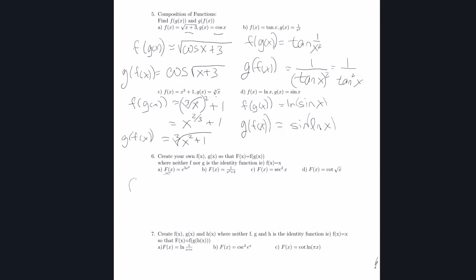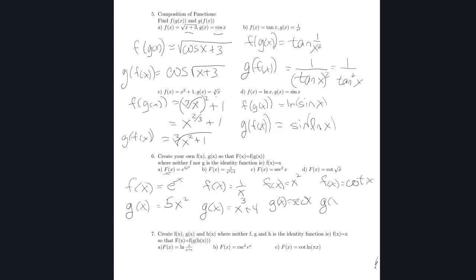So if that's capital F, your little f, the outside function, would be e to the x, and your g of x would be 5x squared. This one here, the outside function would be 1 over x, and the inside function would be x cubed plus 4. Here, the outside function would be x squared, and the inside function would be secant of x. Here, the outside function is cotangent, and the inside function is root x.